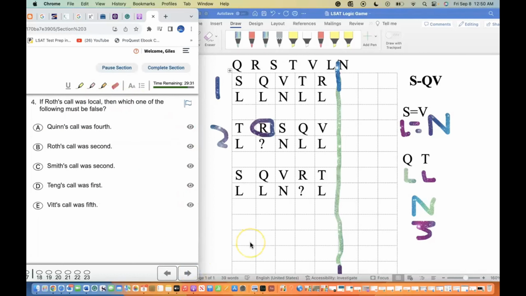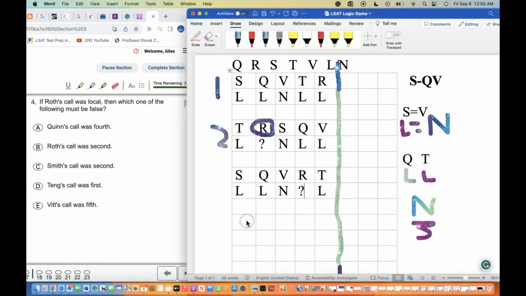Next one, if Ross was local. So if Ross was local, then which line could be false? So let's just make Ross local in all scenarios if that's okay. Now we're using all these game sets right now, including the third one that we completed. So for this one, we're going to be solving question 4. We're using these 3 game pieces.